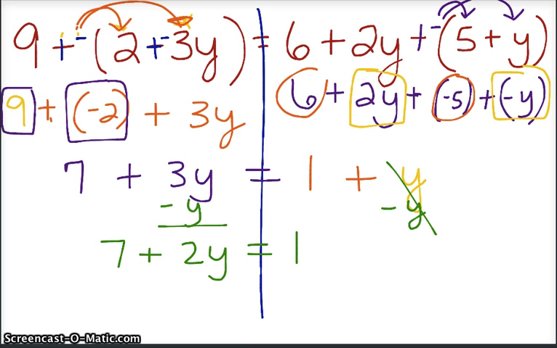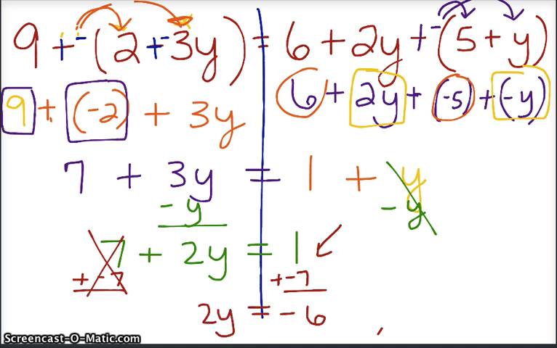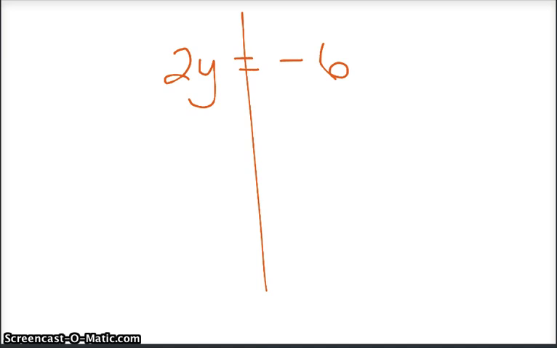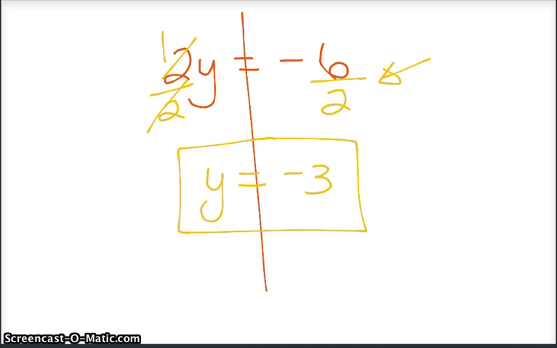Okay, I want to get the 2y by itself, so I better add a negative 7 to both sides. That side cancels. So over here, 1 plus negative 7 is negative 6. So I have 2y equals negative 6. I'm just going to write that on the next page. 2y equals negative 6. Okay, I have one last step. I'm going to divide both sides by 2. 2 divided by 2 is 1, so I have 1y. And negative 6 divided by 2 over here is a negative 3. So my solution to that equation is y equals negative 3.